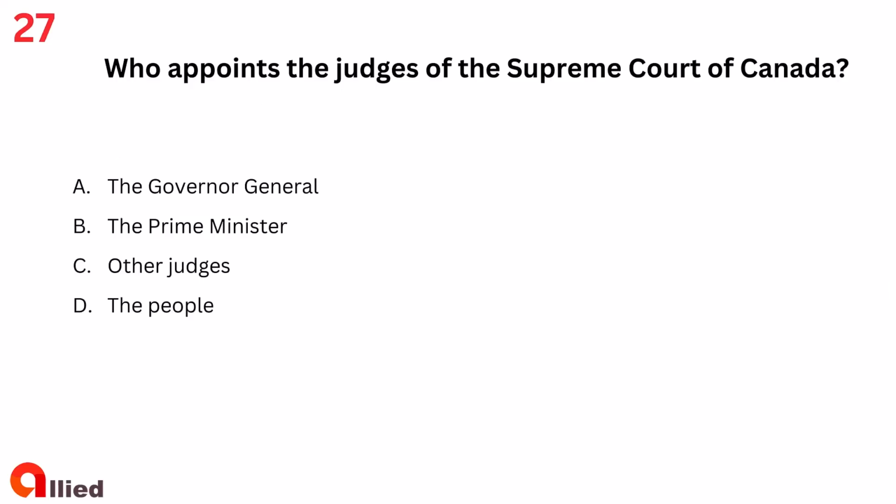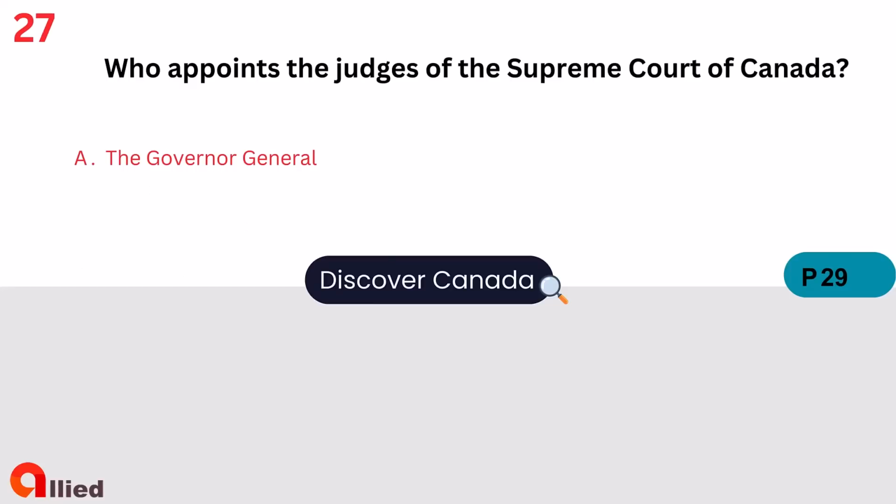Question 27. Who appoints the judges of the Supreme Court of Canada? A. The Governor-General. B. The Prime Minister. C. Other judges. D. The people. The answer is A. The Governor-General.